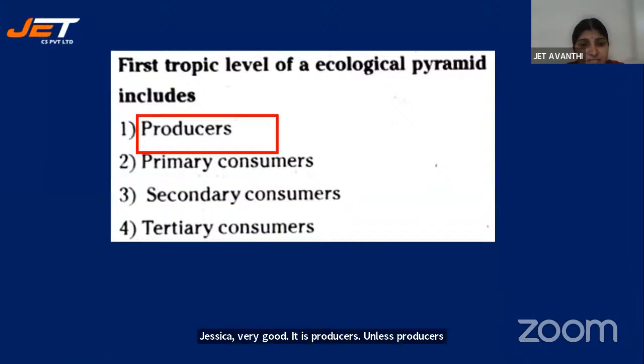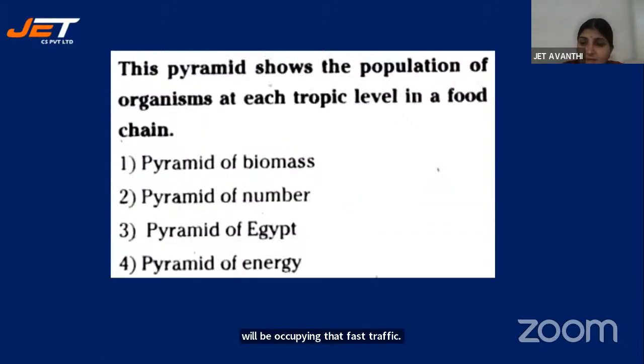And even, children, in your textbook, there is the concept of the 10% law. That is the pyramid of energy. The pyramid of energy tells about 10%: how much energy is transferred from one trophic level to another trophic level? It is only 10%, children.